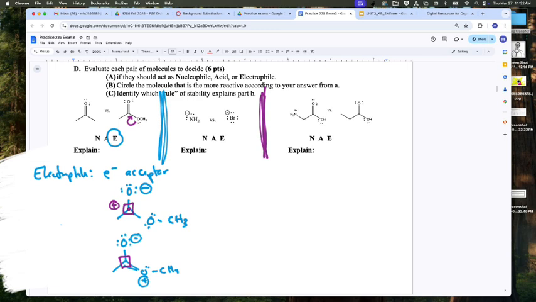Okay? Let's double back to the oxygen. Well, should the oxygen have been the electrophile? I mean, it is positively charged. Define the electrophile. I already defined it. I'm not trying to be tricky. What was the electrophile? An electron acceptor. So we'd have to bring electrons into that oxygen.